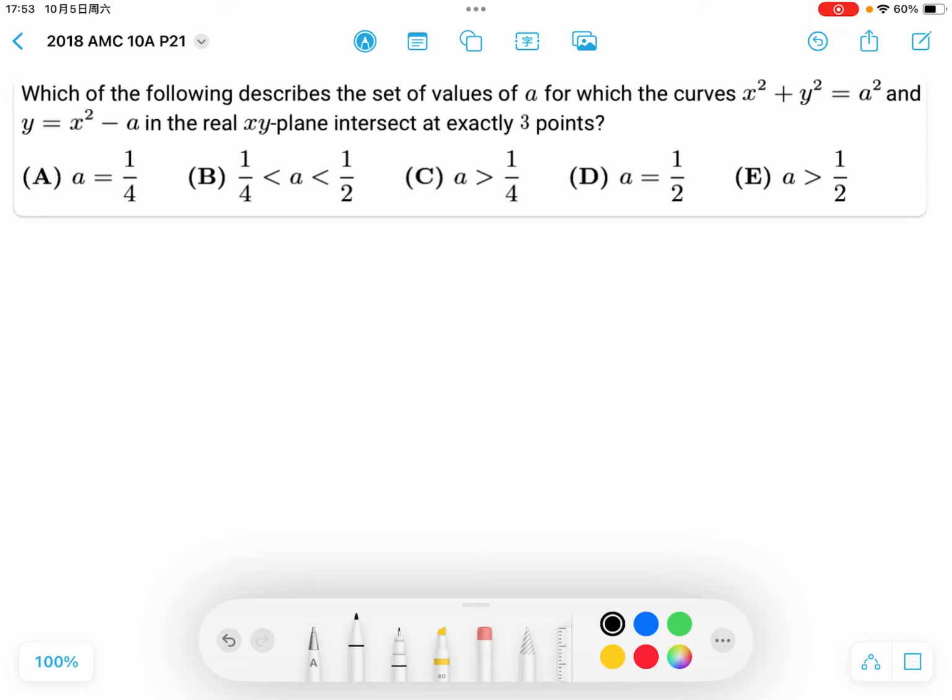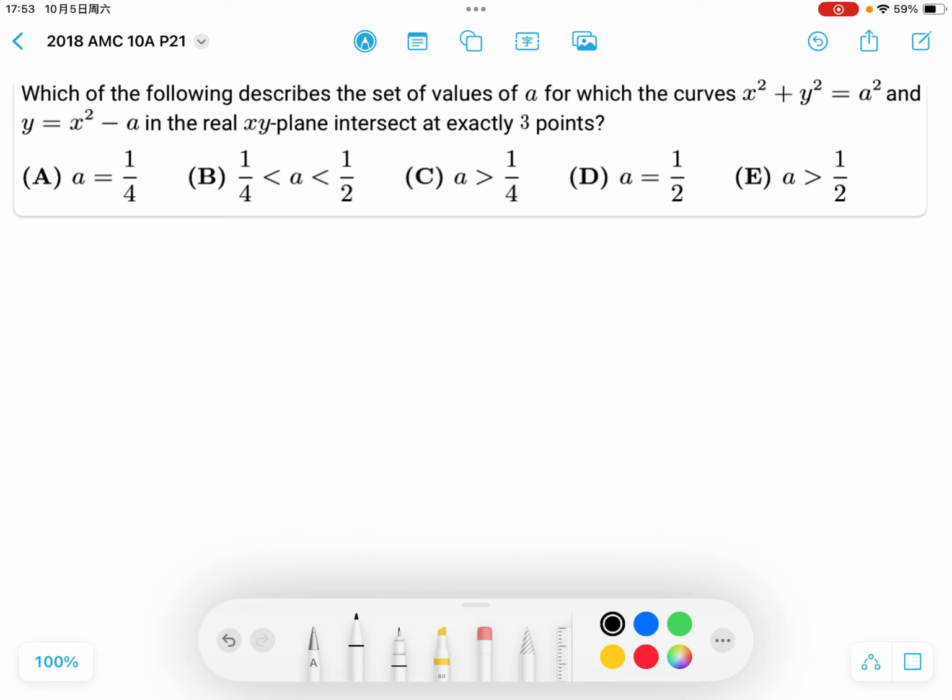So now, continuing our 2018 AMC 10A problems, we're on to problem 21. Which of the following describes a set of values of a for which the curves x squared plus y squared equals a squared and y equals x squared minus a in the real xy plane intersect at exactly 3 points? There's A, B, C, D, 5 options.